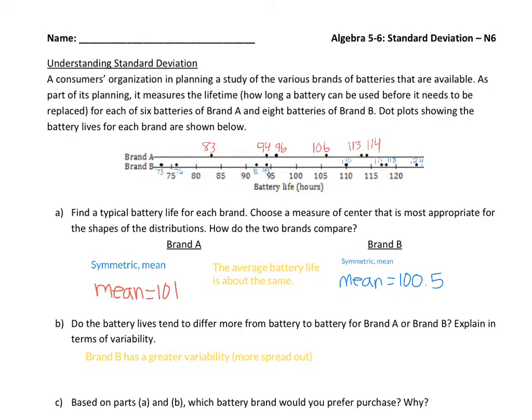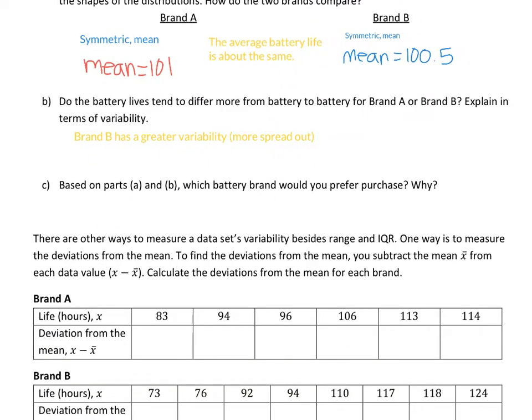Letter C. Based on parts A and B, which battery brand would you prefer to purchase and why? Well, they both have the same mean. However, brand B was spread out more. It had more variability, which means brand A was more consistent in its battery life. So if I'm choosing a battery, I want to know how long the battery life is. I want something that's more consistent. So in this case, I would choose brand A.